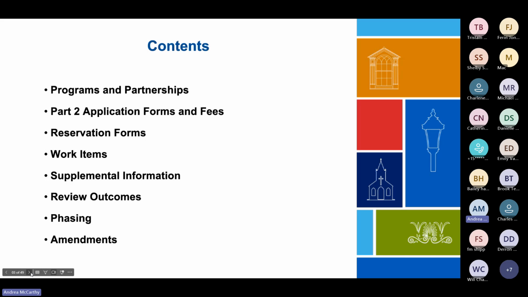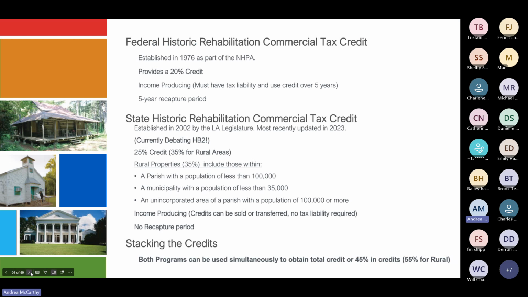So let's begin with a review of the programs that we administer. We administer two programs, the federal and state historic tax credits. The federal tax credit, established in 1976 as part of the National Historic Preservation Act, provides a 20% credit on income producing properties. The credit is administered over 5 years, and there is a 5-year recapture period.